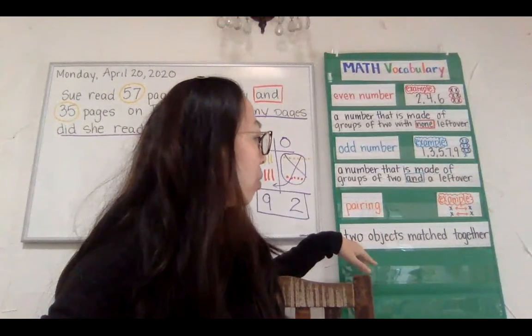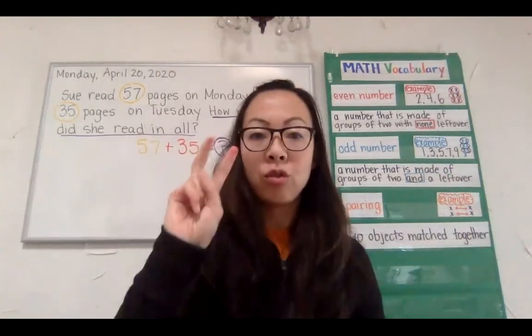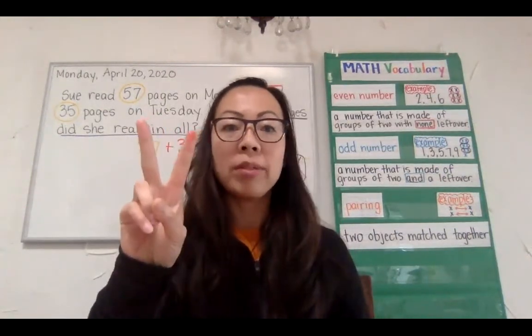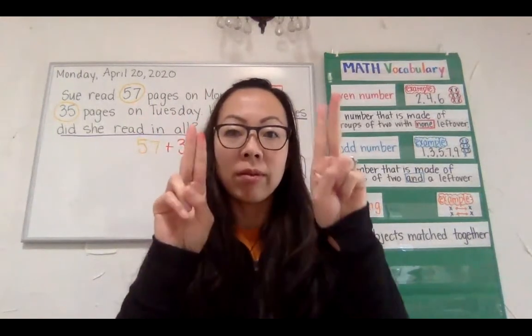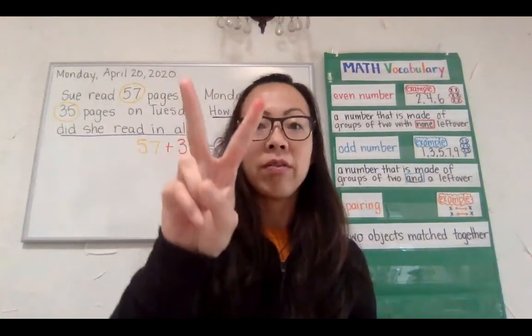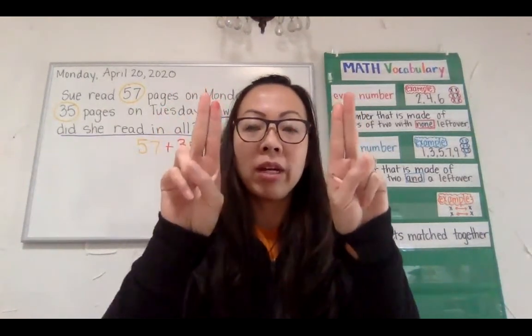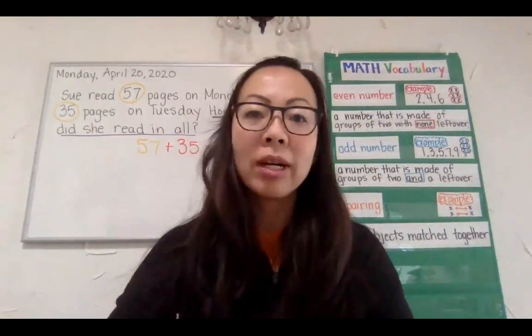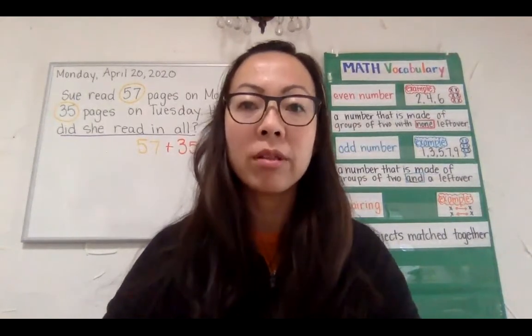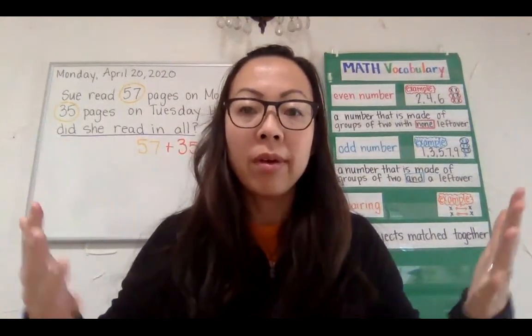So in pairing, when we think about pairing, we're thinking about groups of, or 2 objects that are matched together. So if I have a group of 2 and another group of 2, those are pairs. So guys, think about what kind of pairs have you seen around?